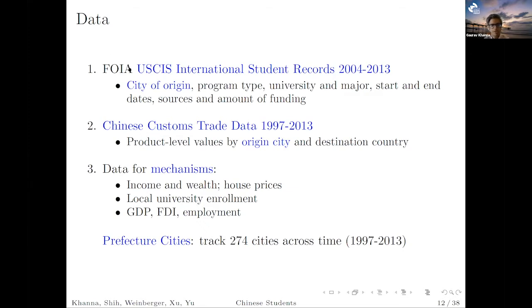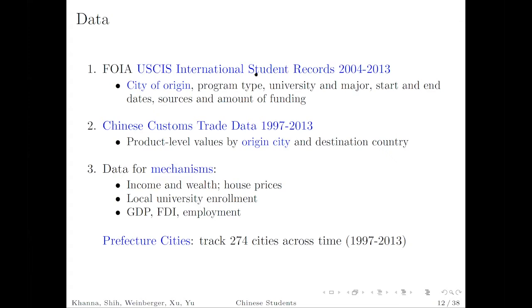So the first one is we followed the US government for information on all international students that came to the US. We followed them in 2013, which is why our data ends in 2013. It took many years for us to actually get the data from them, but we know exactly which city these students are coming from, where they're going, what they're studying.